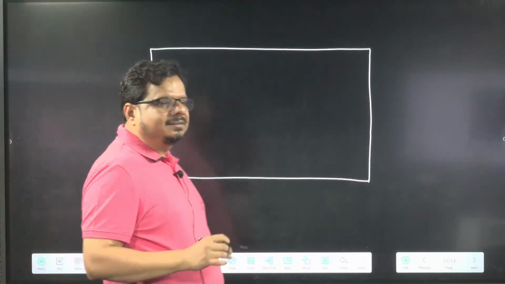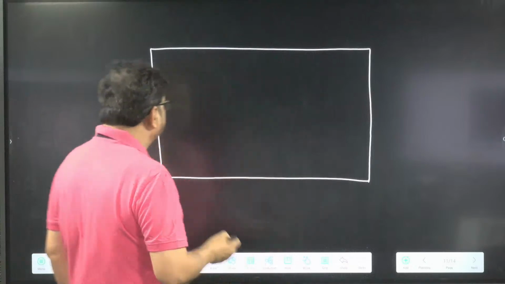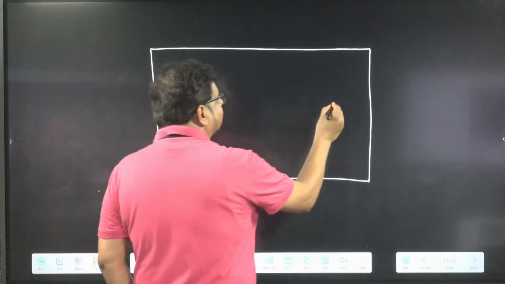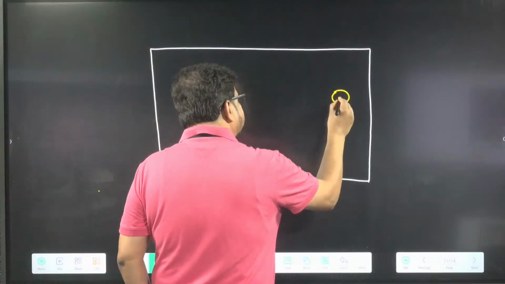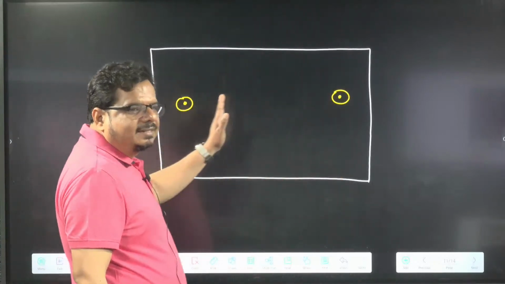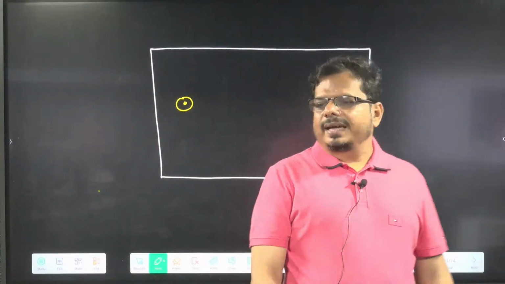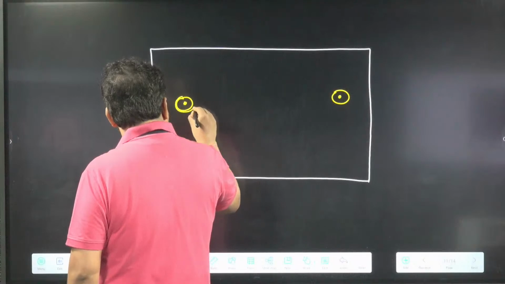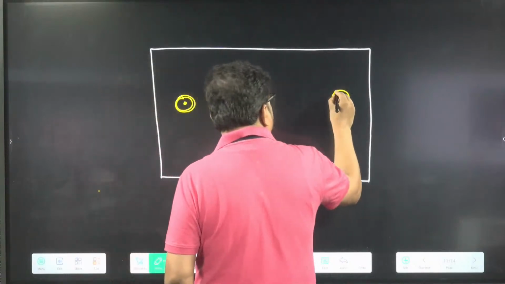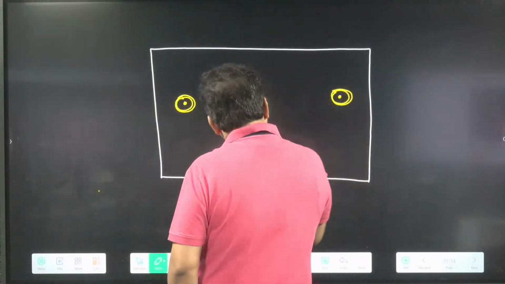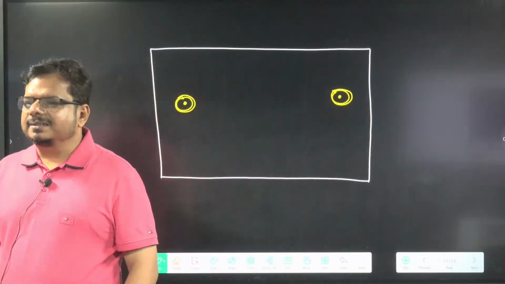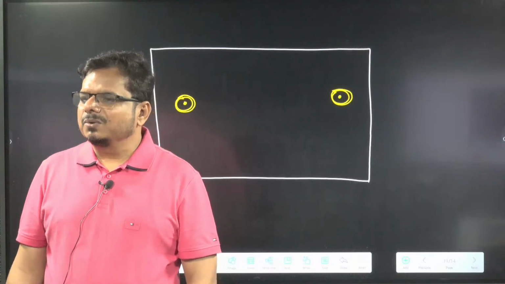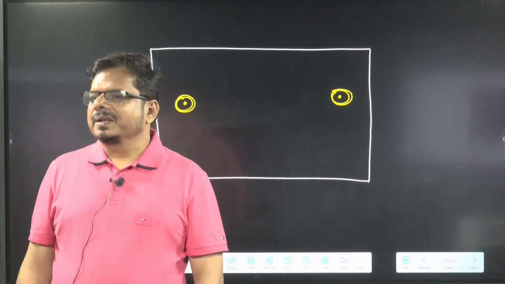So when a cell divides, first what happens? Karyokinesis occurs, nuclear division occurs. Suppose this is a plant cell where karyokinesis is completed. The nucleus has divided, nuclear division is over. Now a question arises, how does cytokinesis occur?